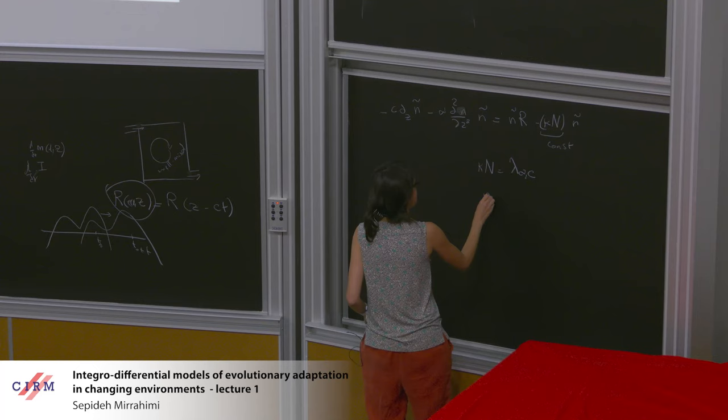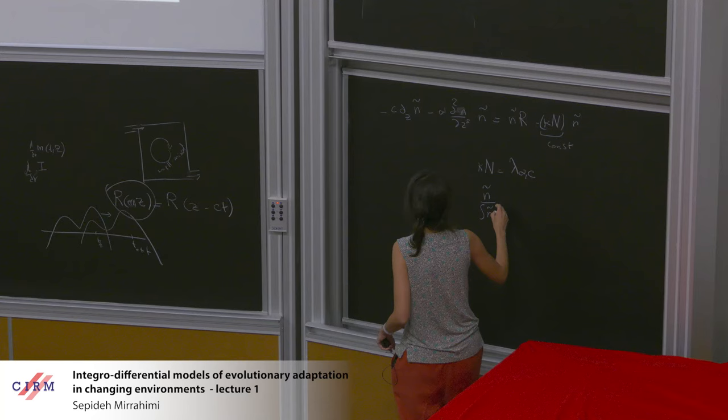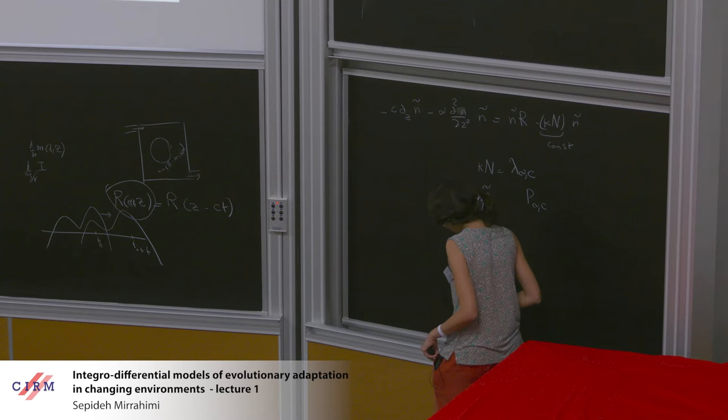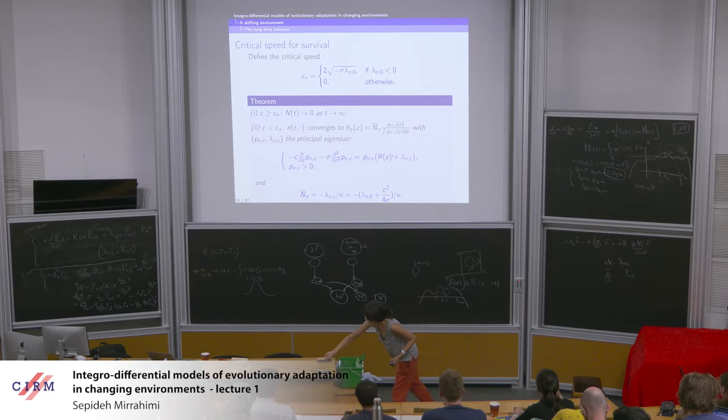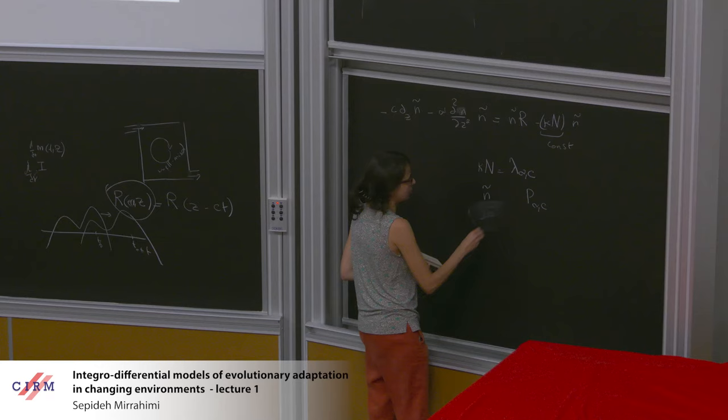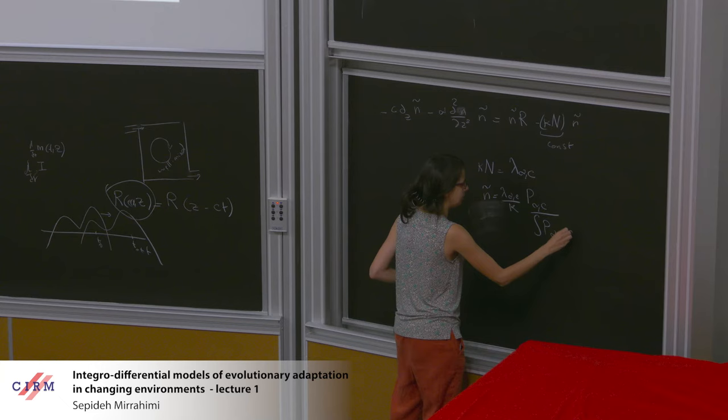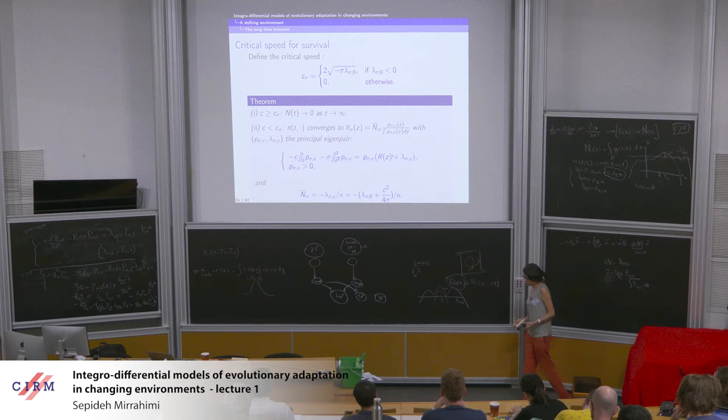And this n tilde would be at least, so when we renormalize it, it would be close to p sigma, c sigma. So actually, it would be renormalized in a way such that its integral is equal to capital N. So it would be lambda sigma c over kappa over integral of p sigma c. Okay? So this is, of course, what we expect.